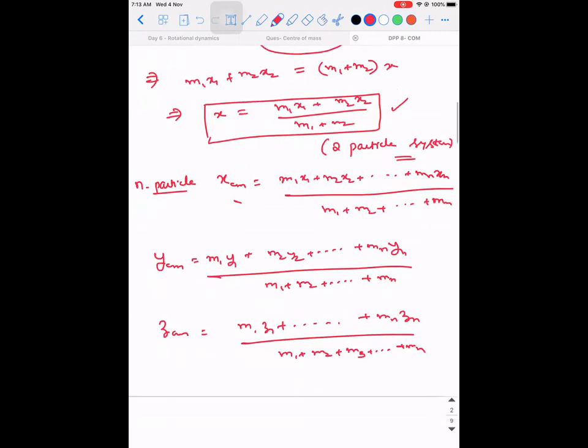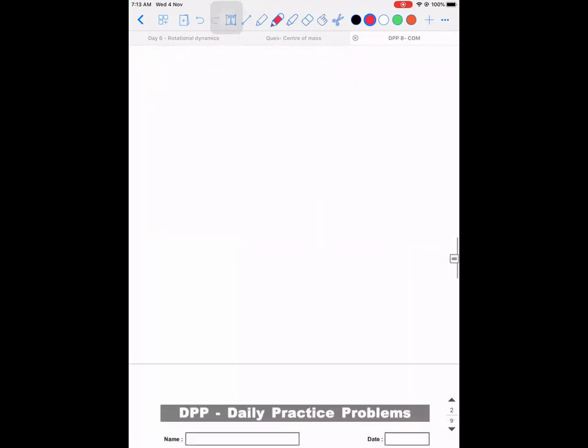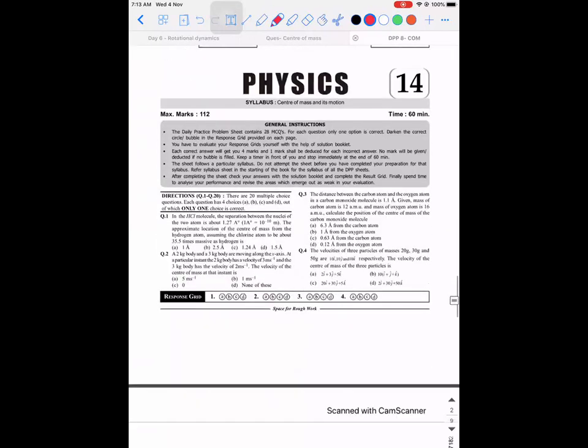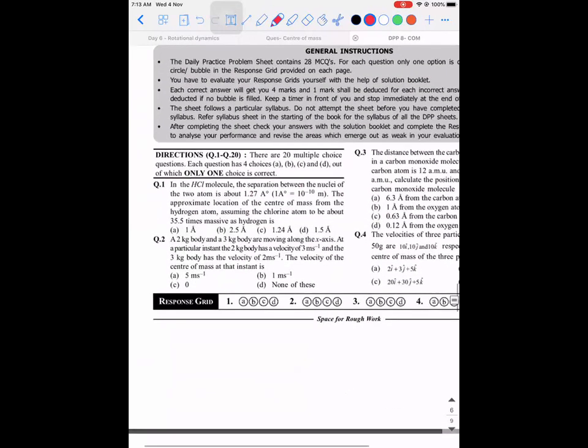So we will do a simple problem based on this concept. Just do the first problem. In an HCl molecule, the separation between the nuclei of the two atoms is about 1.27 angstrom, where one angstrom is 10 power minus 10 meter. The approximate location of the center of mass from the hydrogen atom, assuming the chlorine atom to be about 35.5 times massive as hydrogen is.